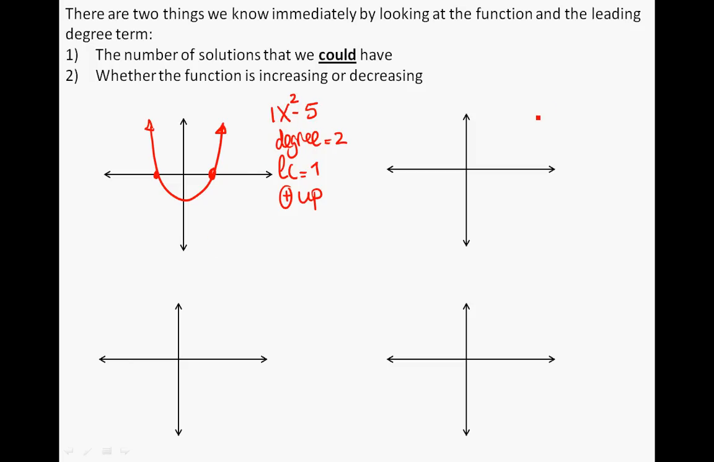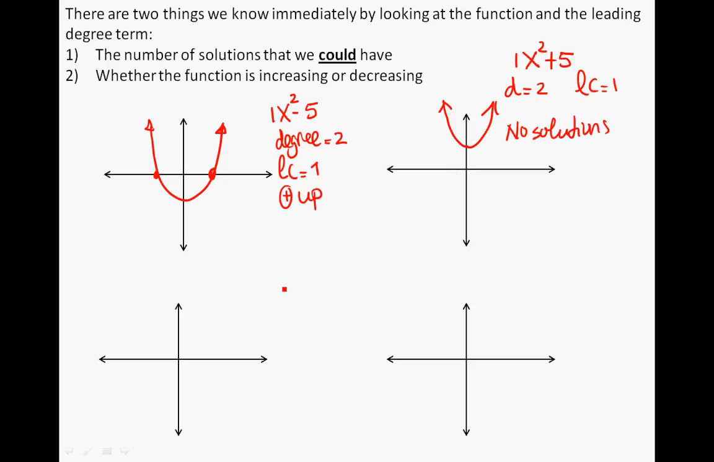I have to pick a little bit carefully. What if I pick x squared plus 5? This one's still going to go up, and the degree is still 2, and the leading coefficient here is still 1. But this graph would run through the y-axis right there, and then go up. So how many solutions do you have? We don't have any solutions because it doesn't cross the x-axis. So the degree tells you what you could have.